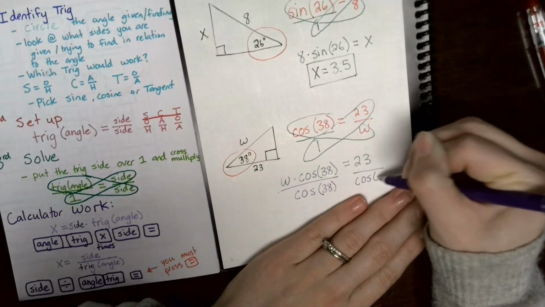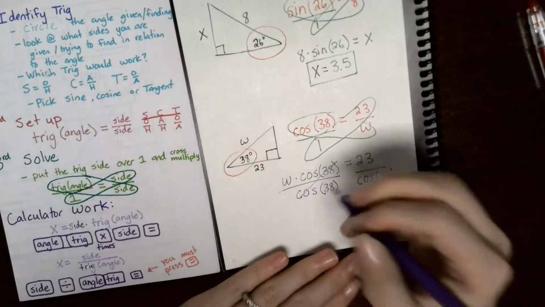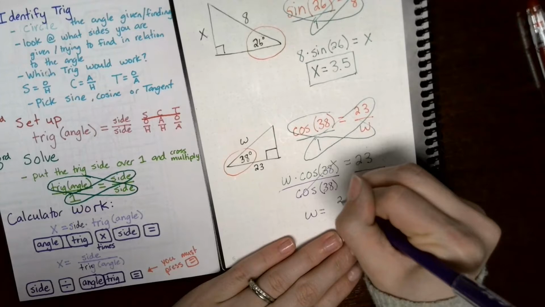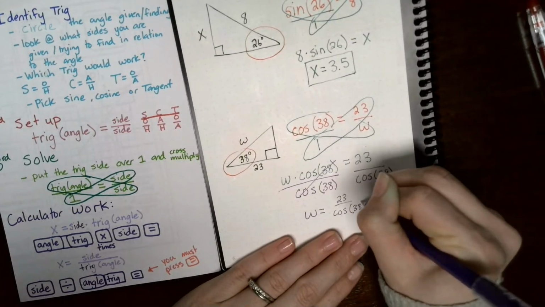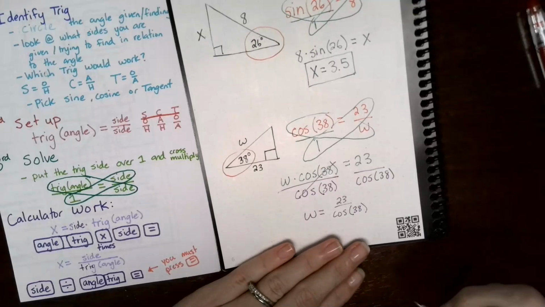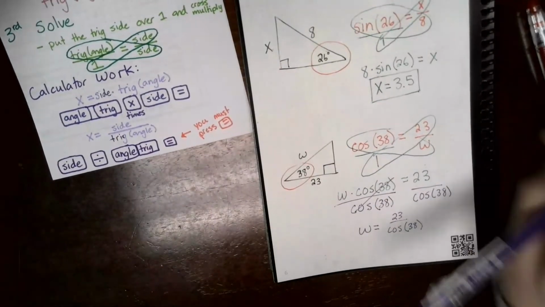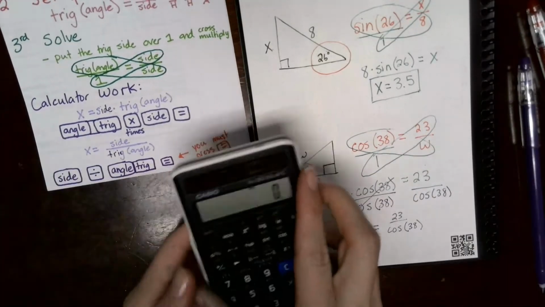Cosine of 38. And whatever I do to one side, I have to do to both. So that goes to 1, and I'm just left with W over here equals whatever 23 over the cosine of 38 is. Now, our calculator work for this one is a little bit different, okay? Let me show you guys on the school calculator, and then at the end, I'll show you on the phone calculator.